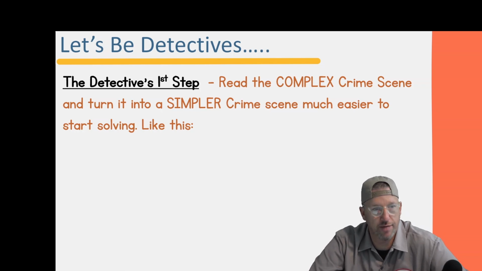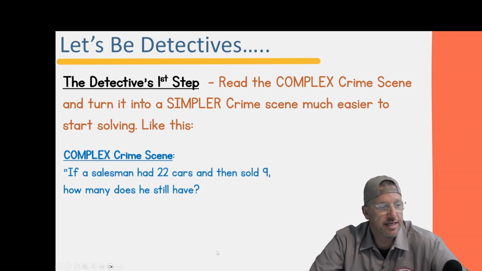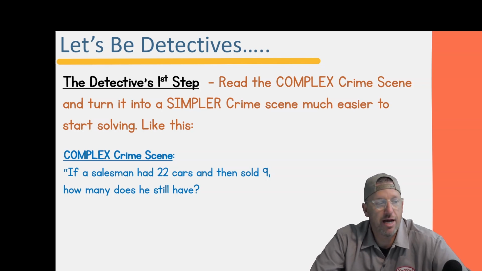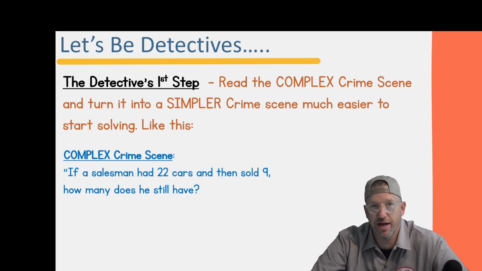So imagine coming into a crime scene and you're like, oh my gosh, I have to solve this case. There's all kinds of stuff. So let's just make it simpler first. Let's simplify the crime scene. Let's look at this complex crime scene. If a salesman had 22 cars and then sold 9, how many does he still have? Now, that may not seem very complex, but for the purpose of what I'm trying to teach you, when you get to really complex word problems, how do I simplify that? Well, it's mostly about just getting rid of the numbers and simplifying it down to the very most basic of terms.